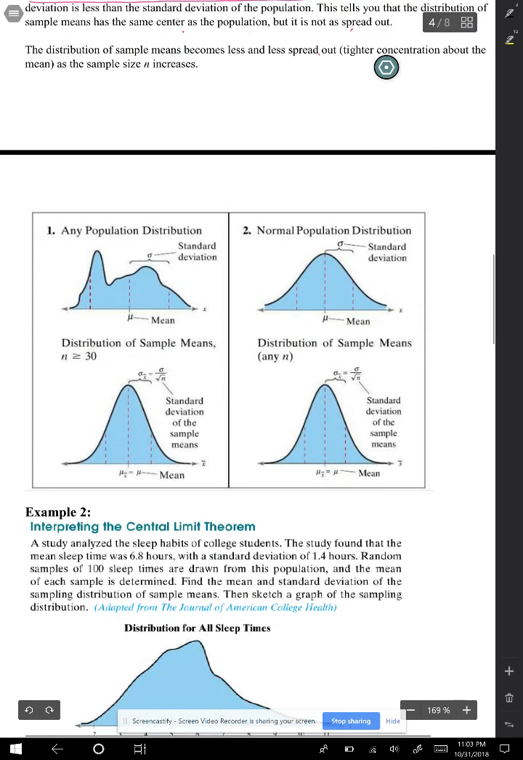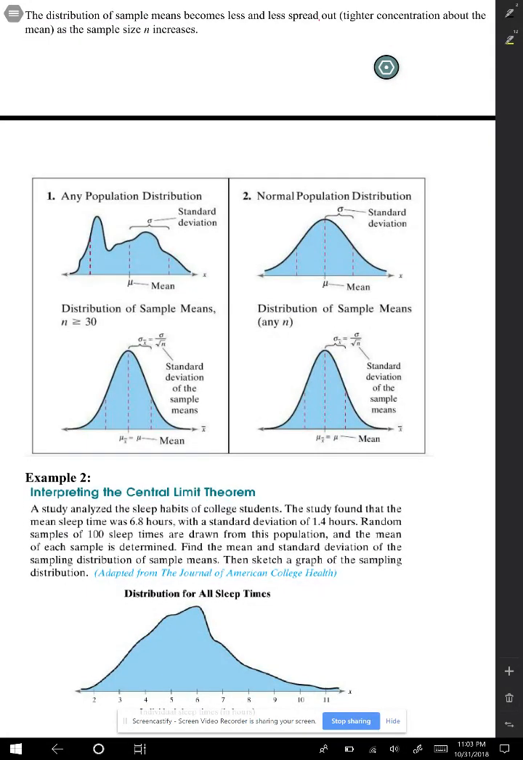So here are the possibilities we have. With any population distribution, you'll see that we have a mean listed, we have a standard deviation, and the population can be any kind of distribution. If you're pulling samples of size 30 or greater, the distribution of the sample means will always be normally distributed. And you can see that here in the picture: it didn't matter what the population distribution was, this is normally distributed, as long as your sample is size 30 or greater.